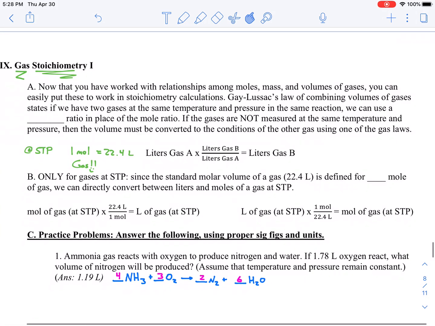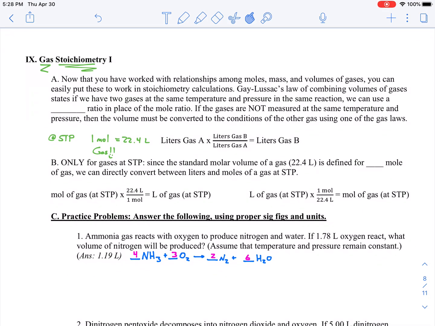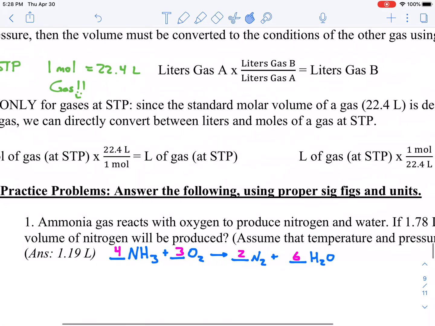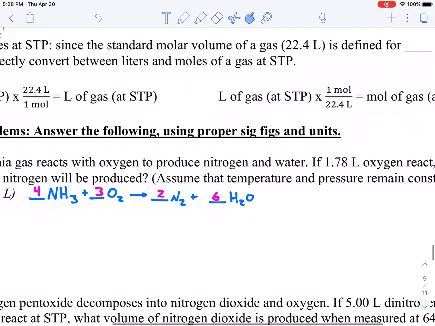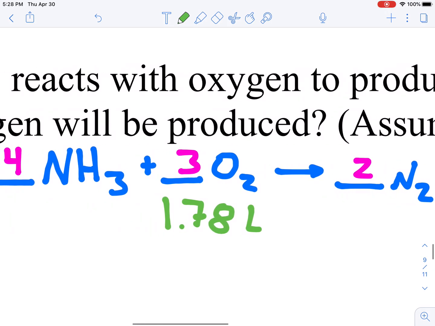So that allows us to make something called a liter ratio or a volume ratio. But instead of trying to explain that first, I think it's easier to see if we do an example problem. So let's dive into number one. And you'll notice in number one, we have 1.78 liters of oxygen reacting with an excess of ammonia. So oxygen is our limiting reactant.